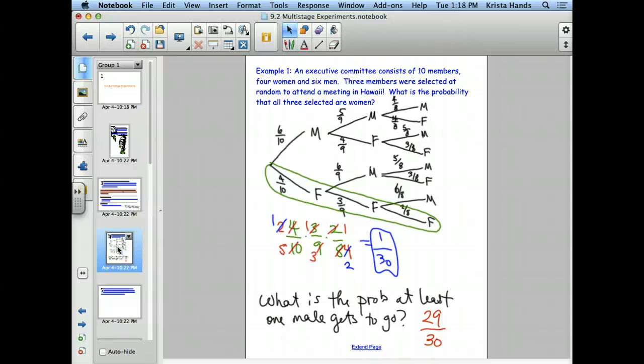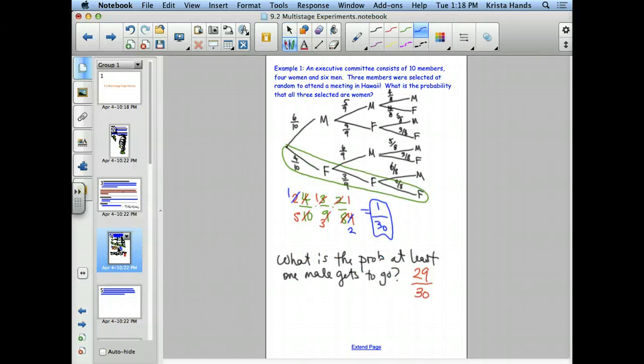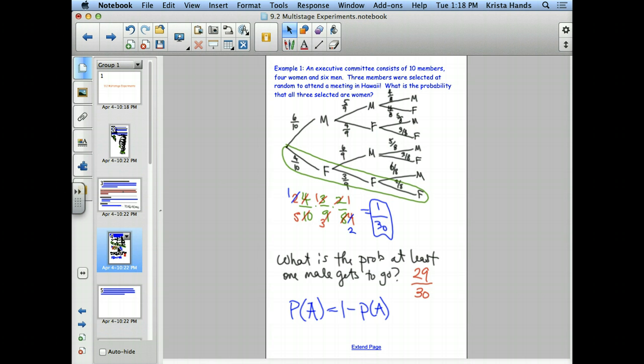Remember last time we had this formula that said the probability of A complement is 1 minus the probability of A. A complement, at least one male going, is the exact opposite of no males going. That is all females going. So if I were to take 1 minus 1/30th, I would get 29 out of 30. That's one way to do it, and a lot easier than some of the other approaches you guys were wanting to try.